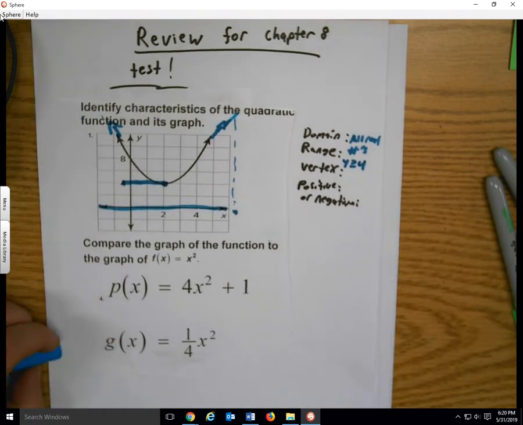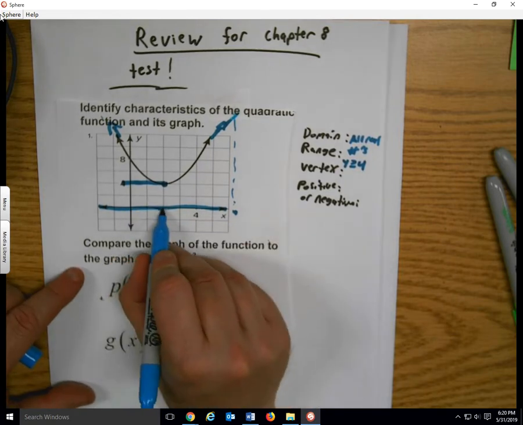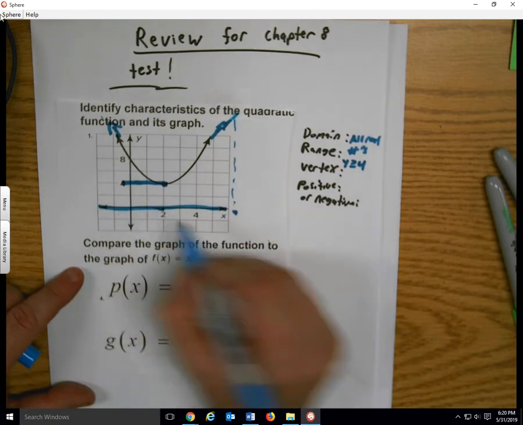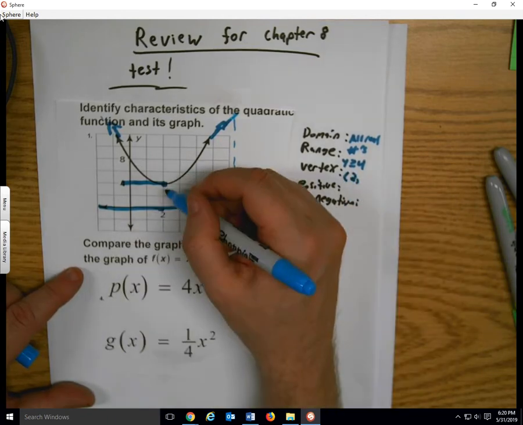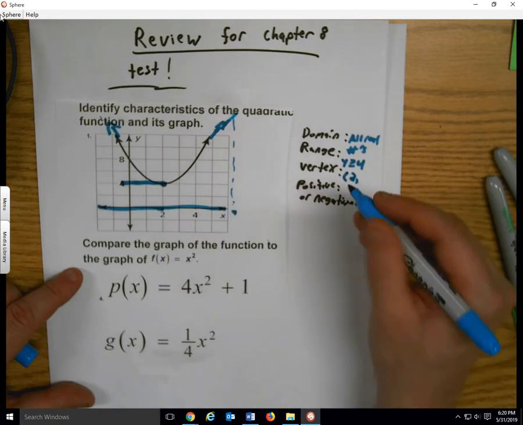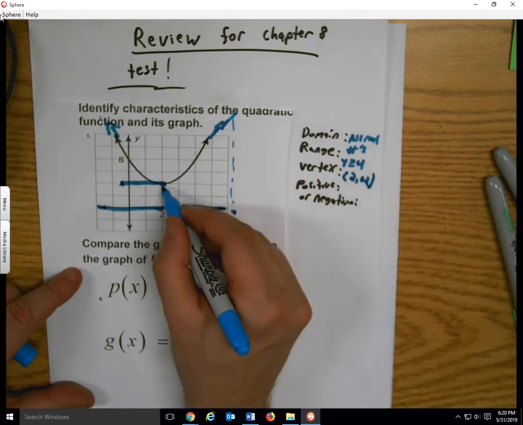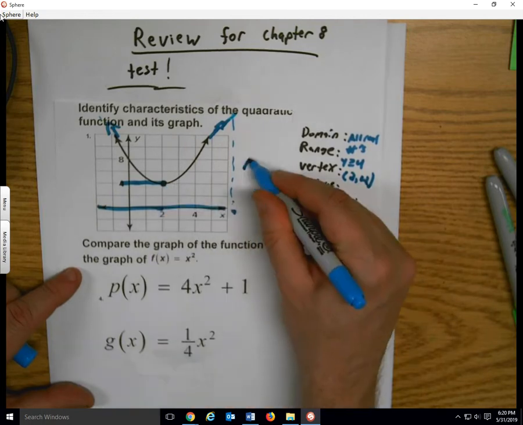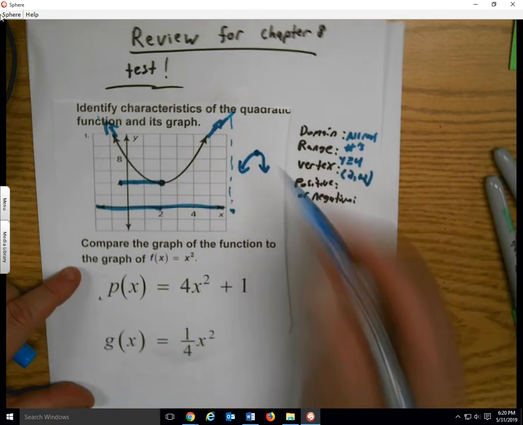Okay, where's the vertex? In this case, you could just see it. We're not graphing this. It's already graphed for us. The x would be 2. And the y, as we know, is 4. That's the height of the vertex. Remember, the vertex is either the minimum, or if it was going this way, it was a negative parabola, it would be the maximum point.